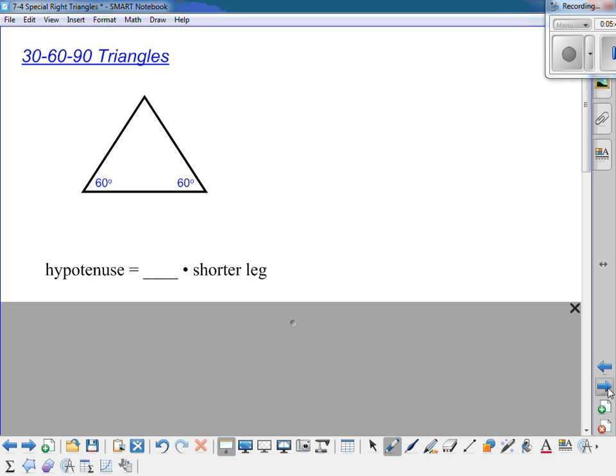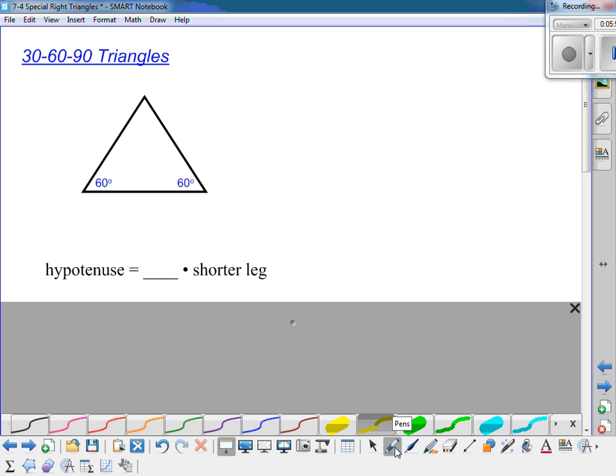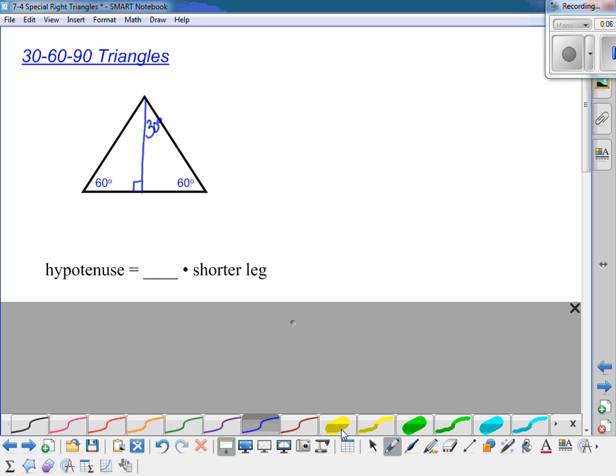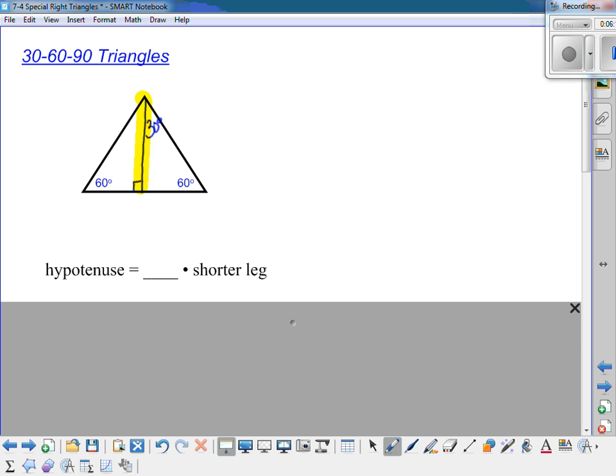The next type of special right triangle that we have are 30, 60, 90 triangles. And they actually originate from an equilateral triangle. So I have an equilateral triangle here, and I'm going to draw the altitude of that equilateral triangle. When I draw the altitude, I cut the base in half, and I also cut the angle on top in half. So if it was 60 degrees, now it's 30 degrees. And so I have a 30, 60, 90 triangle that's half of my equilateral triangle.